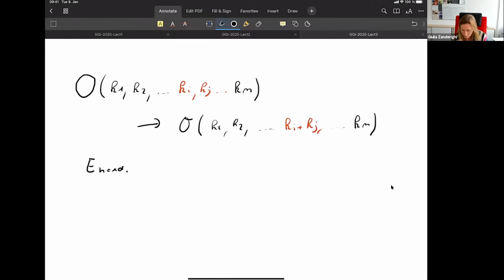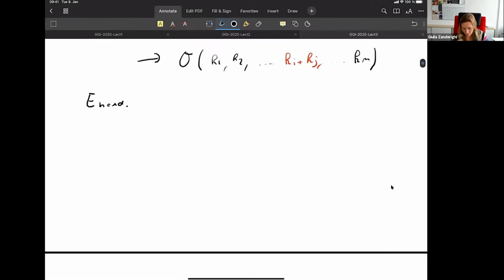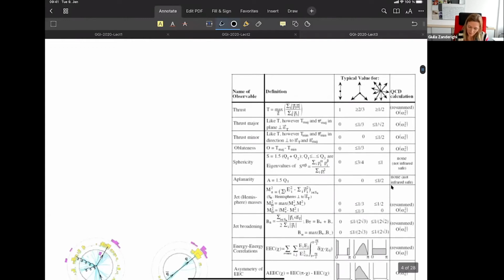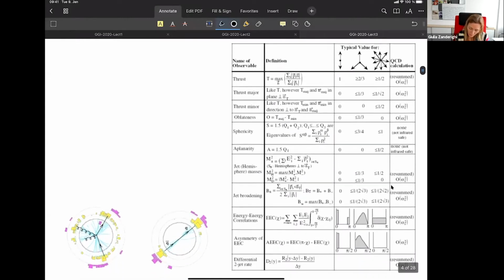Now, other observables besides jets that characterize the final state, and are also very important in QCD, are so-called event-shape observables. Here you don't build jets, but you try to project the kinematics that you have in an event into a single number, and the value of this number should tell you whether your event is more pencil-like or more three-jet-like and so on.